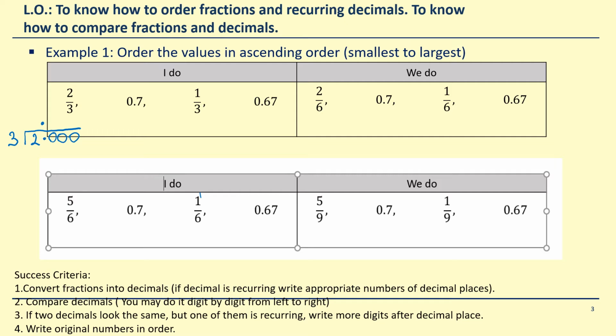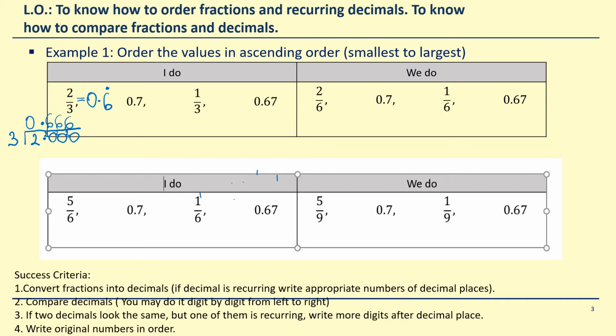So 3 into 2 goes 0 times, the remainder is 2. 3 into 20 goes 6 times, so it's 18. Remainder is 2. Again, 3 into 20 goes 6 times, remainder is 2. So it goes on and on forever. So that means it's 0.6666, which I mark as 0.6 recurring. I mark it by putting that little dot on top of the 6.